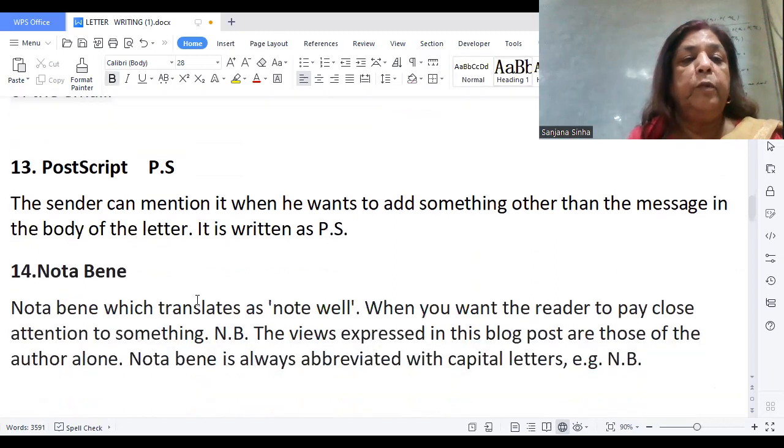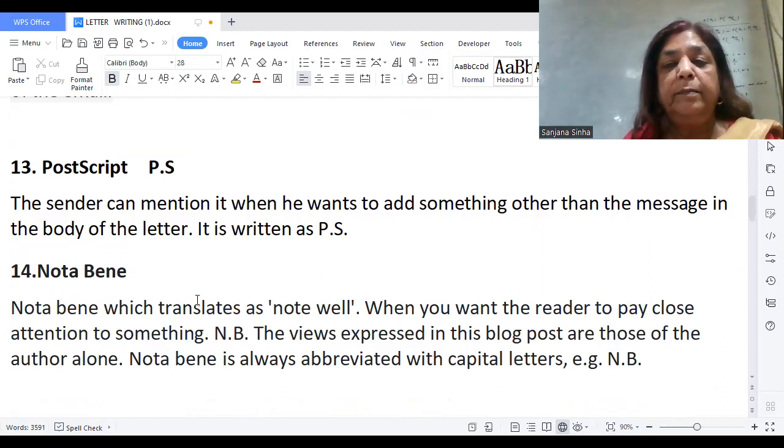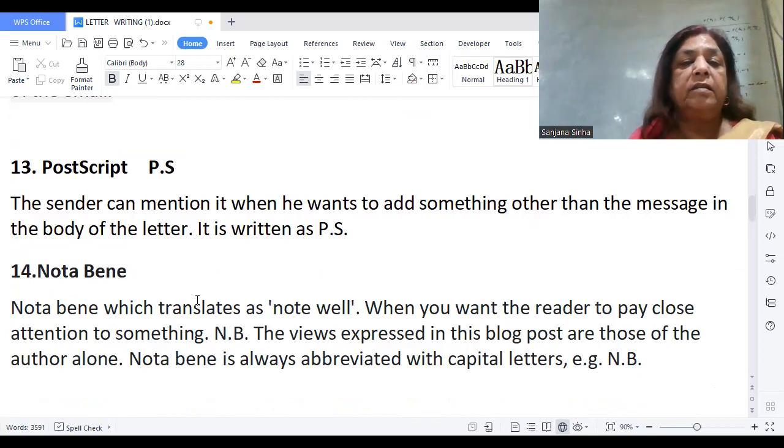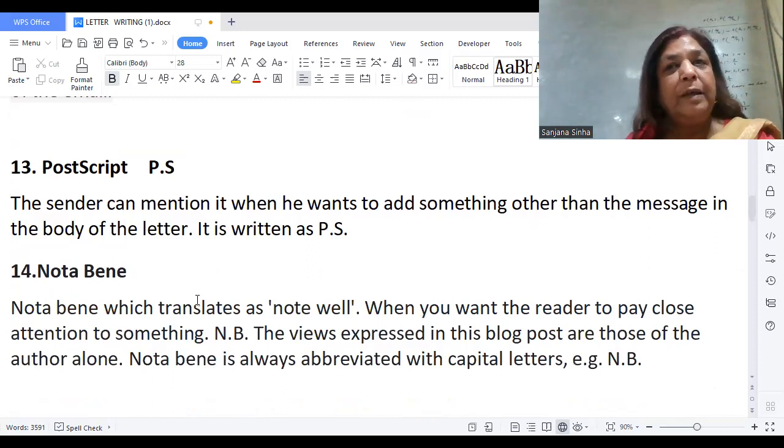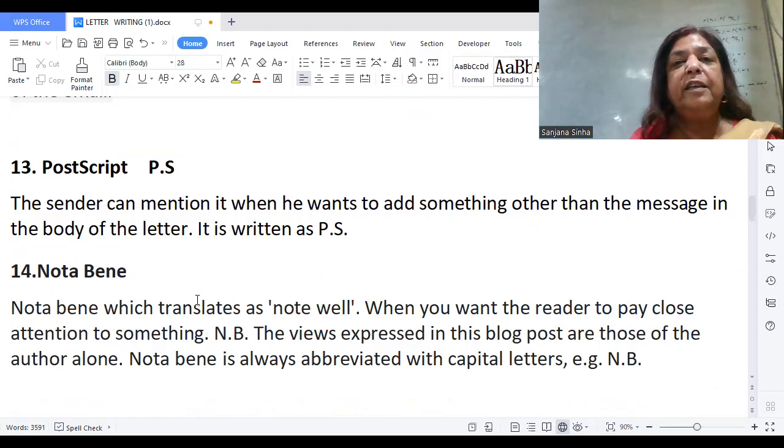13, postscript, PS. The sender can mention it when he or she wants to add something other than the message in the body of the letter. It is like an afterthought. You're writing something very important, but then it is written as PS. For example, if you're writing a letter to invite someone, you can write PS, please be seated by 5. Or PS, please bring along your cards.